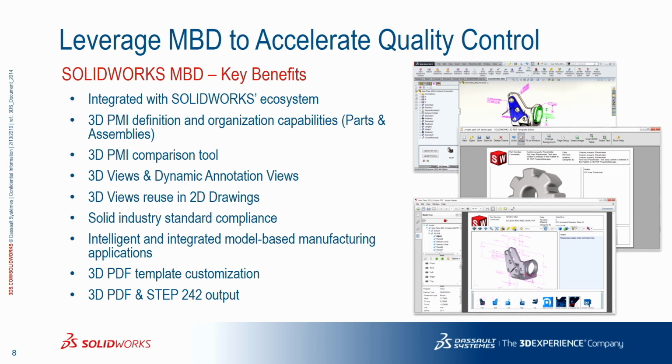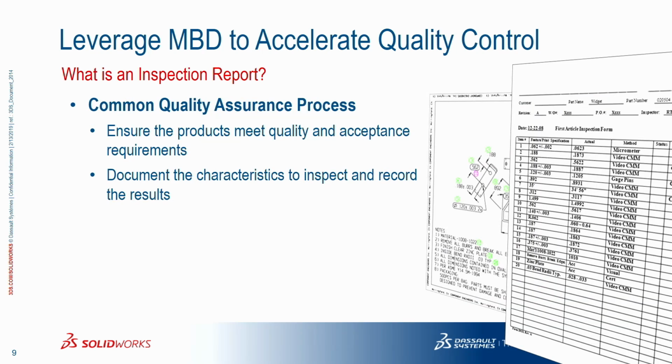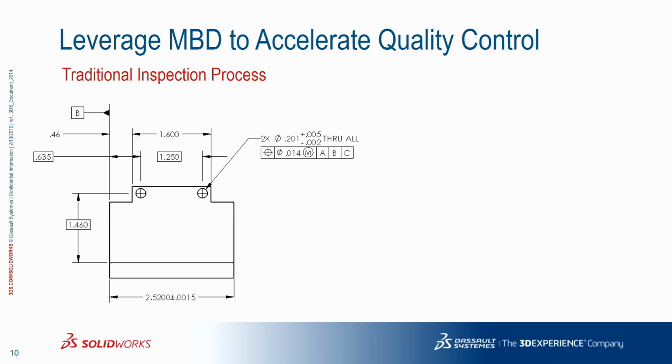Now that's for MBD, and of course now that we're done with taking up parts and adding all that information directly onto the 3D model, the next step for us is to create our inspection report, which usually looks like that: a 2D print with bubbles on it, and then an inspection sheet, often done in Excel.